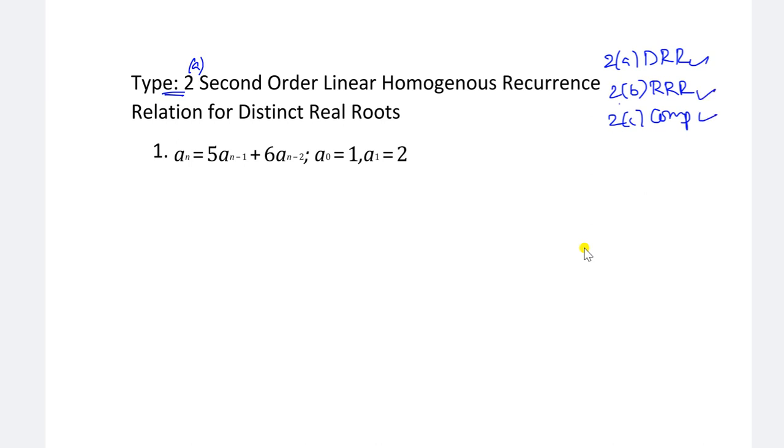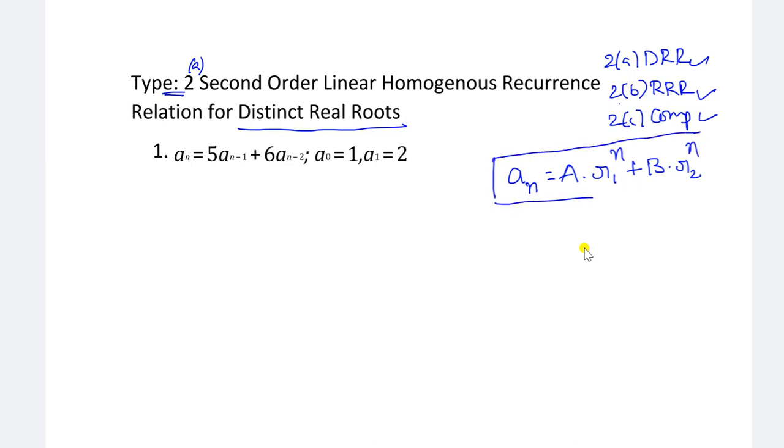So for each of these we have different solutions for the recurrence relation. If it is distinct real roots, what will be the general form and the solution for the recurrence relation? This is the second formula in this session. In first order we have one formula, and this is the second: a_n = a r1^n + b r2^n. This is the formula for distinct real roots. If you get distinct real roots, this is the formula.